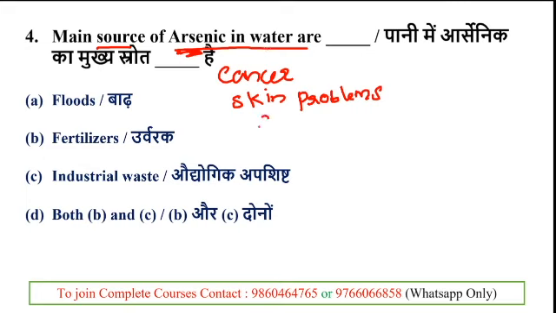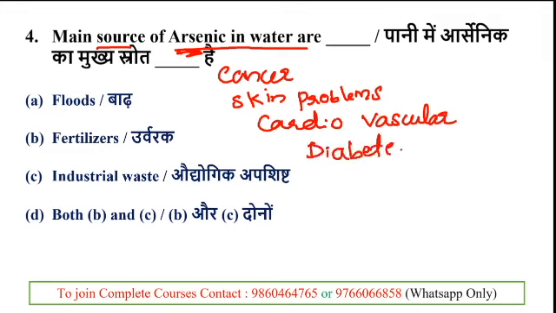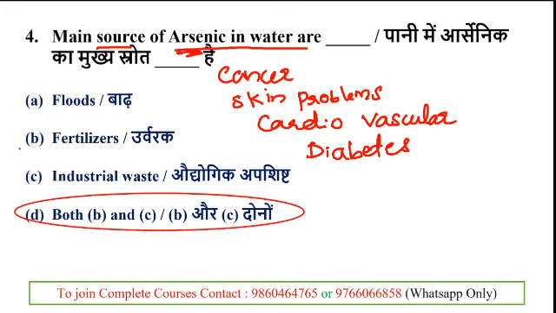And also cardiovascular diseases are related with the arsenic presence, and diabetes. So these are the important problems related with the presence of arsenic in water. It can be caused in the water due to which of the following, and that is both B and C, fertilizers and industrial waste.